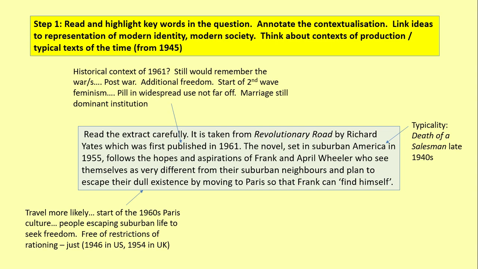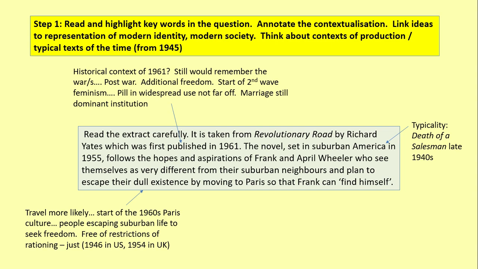In the 1960s, there seemed to be a fascination with this idea of Paris culture, and people started to escape suburban life. There was a book called Breathless in Paris about a woman who broke away from suburban life and went to find herself in Paris.